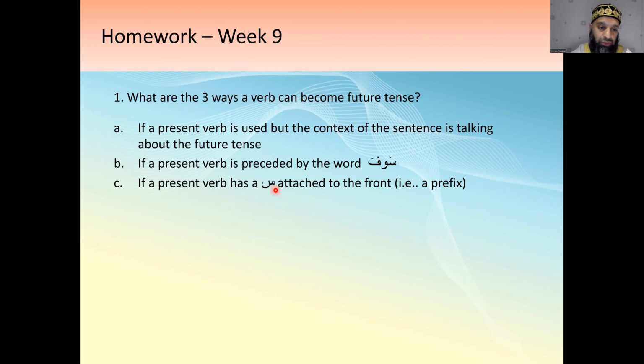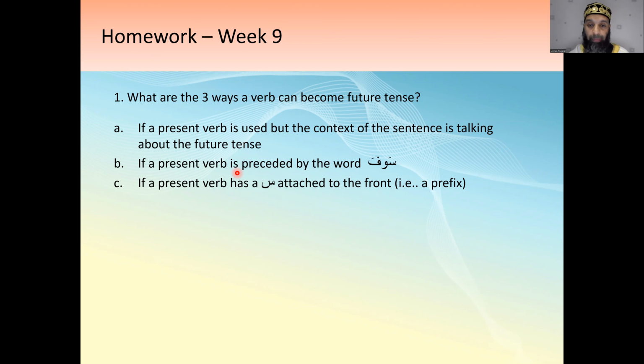Yeah. So somebody asked me just to repeat. Again, the three ways you can tell a future tense verb is used is by using the present tense verb, because the present tense verb is future tense as well. So use the present tense verb in a sentence which is talking about the future. Instead of saying, I go to the shop, that's fine. But if I'm talking about the future, I go to the shop tomorrow. Now it's talking about the future, so it won't be I go, it will be I will go. The second way is when sawfa comes in front of a present tense verb, it makes it future tense. Like sawfa ta'lamun.